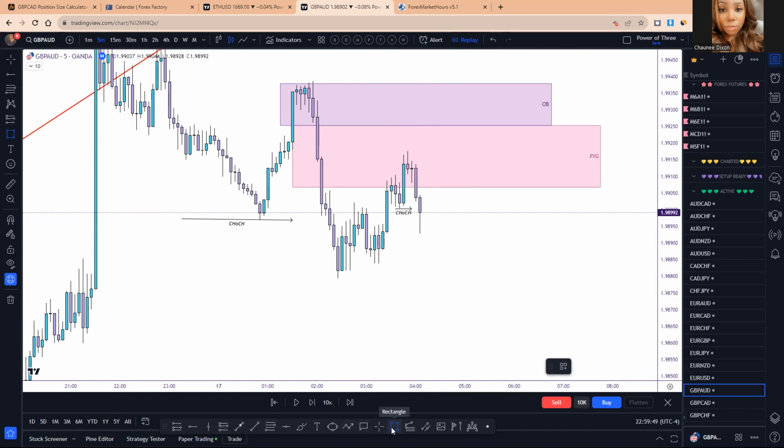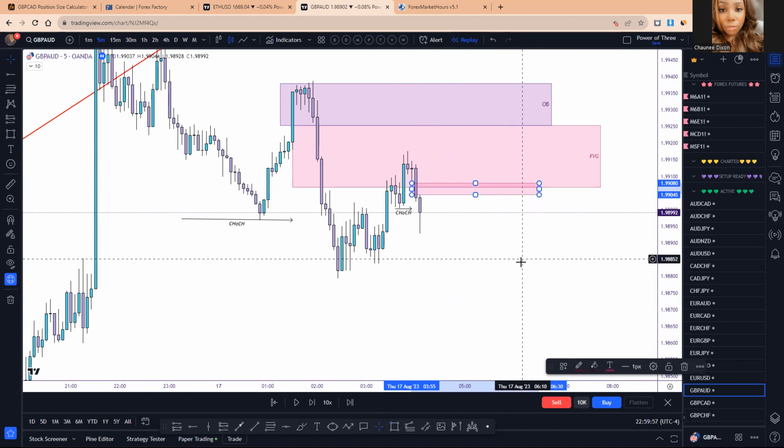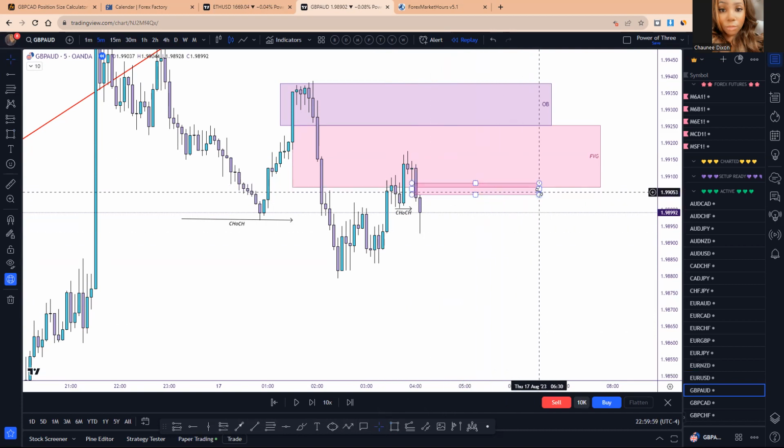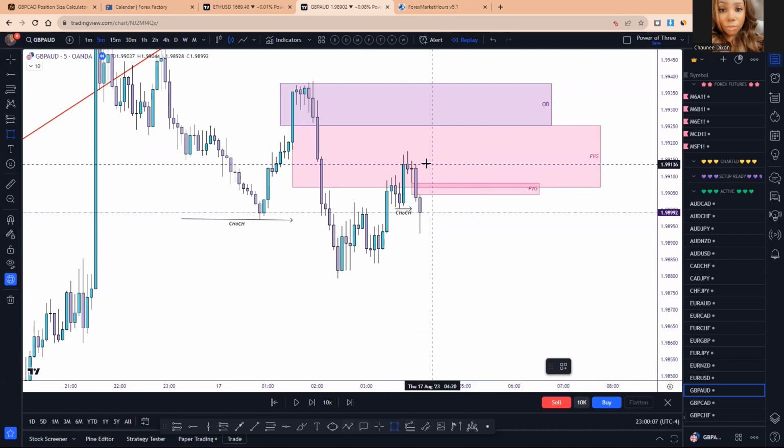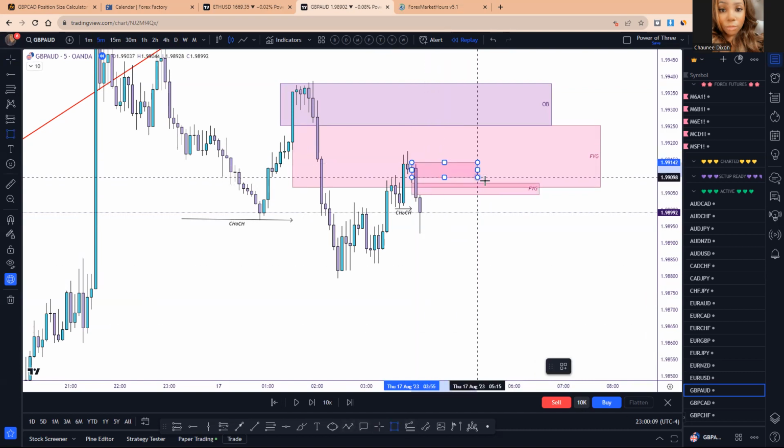Yep, fair value gap. What did it also leave me? What is behind or in front of a fair value gap? Yep, order block. So I'm going to change this to, this is a fair value gap. And then here is my candlestick for the order block.